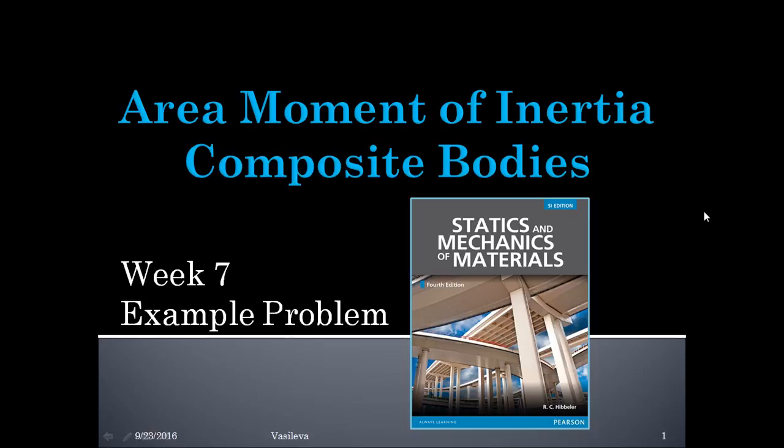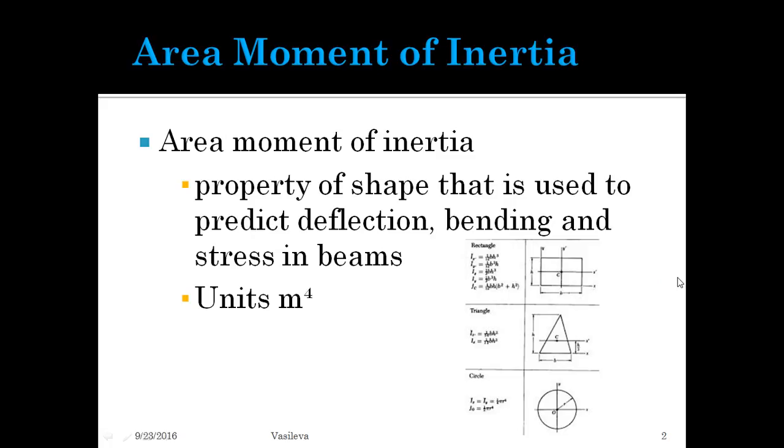Welcome to week 7. We're going to cover area moment of inertia of composite bodies. So the area moment of inertia is a property of an object based on its shape, and it's used to predict how that object will deflect, bend, or react when we apply stress on it. Typically, we deal with beams in mechanics, and the units here are a distance to the 4th power, so a meter or a millimeter.